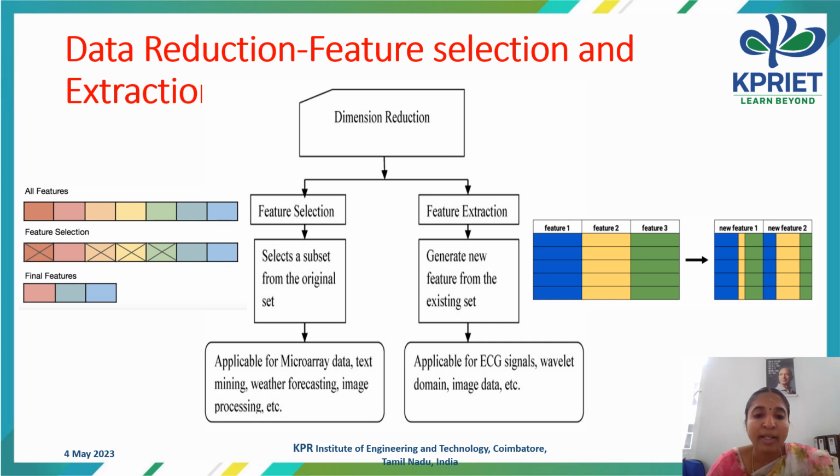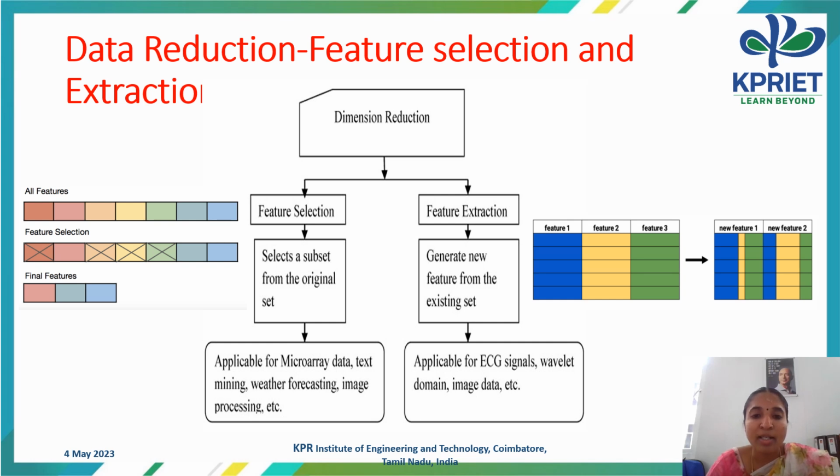Feature selection is applicable in model prediction, like microarray data, text mining, weather forecasting, image processing, etc. Whereas feature extraction is applicable for ECG signals, wavelet domain and image data, etc. Both feature selection and feature extraction come under dimensionality reduction. It is one of the concepts of data reduction.